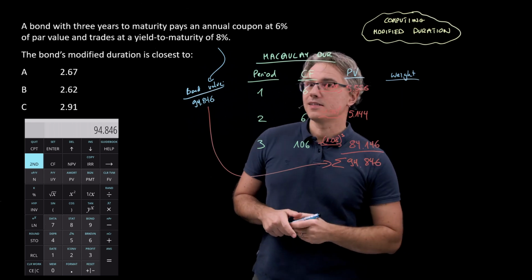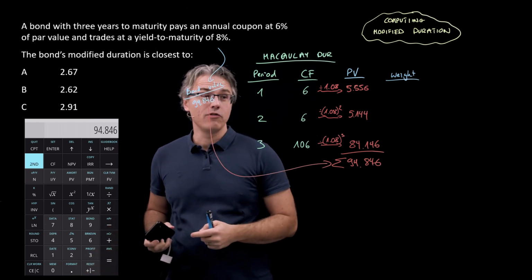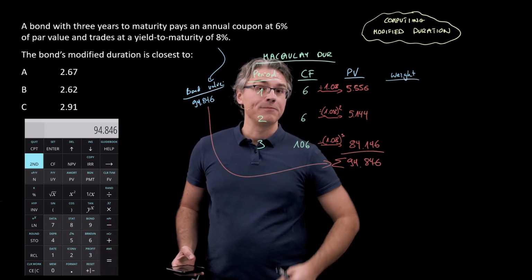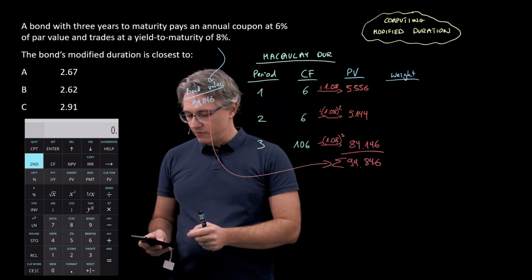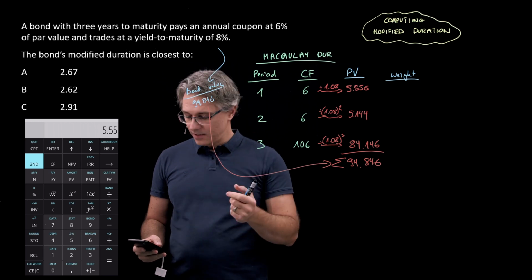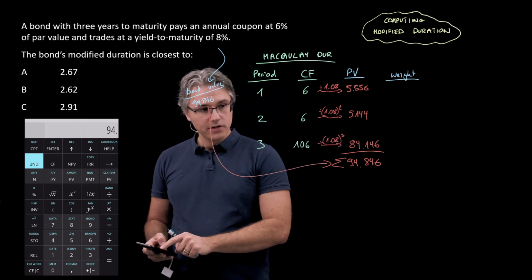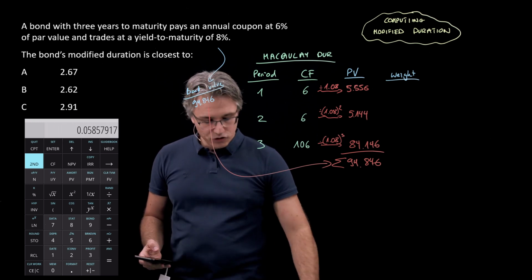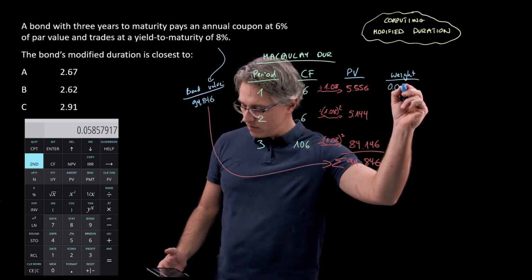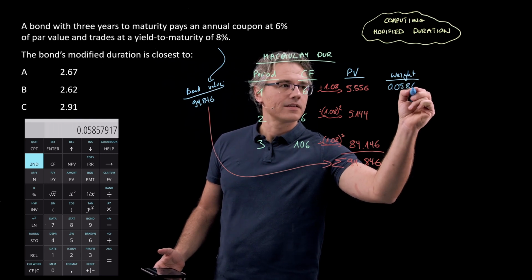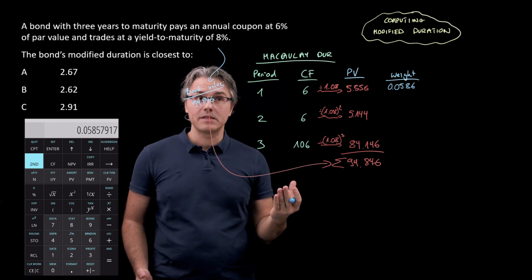Now, more importantly, I'm going to have the weight. And what I mean by this is the weight of each period's cash flow in the overall value of the bond. So to do this for the first cash flow, I'm going to take the 5.556 and divide that number by 94.846 to show that the weight of this first cash flow is 0.0586 in the overall value of the bond, or 5.86%.